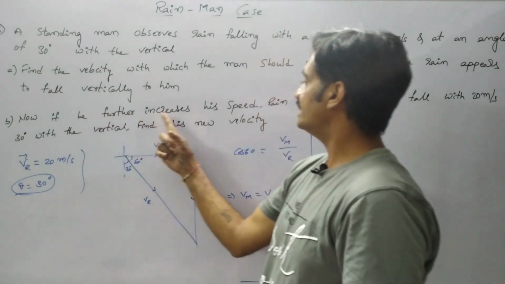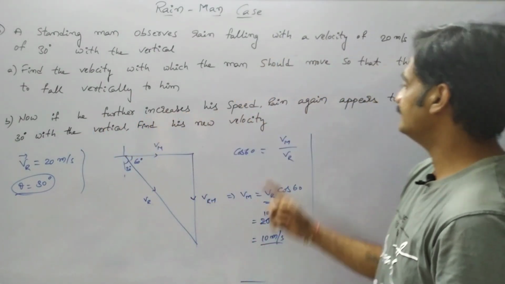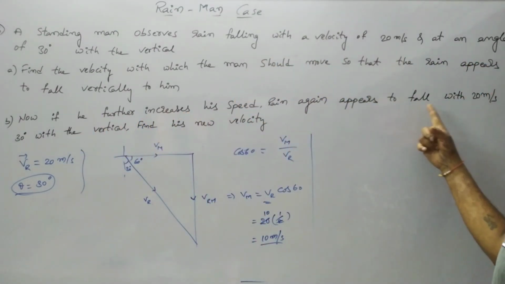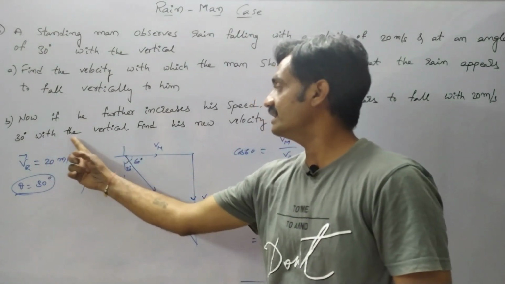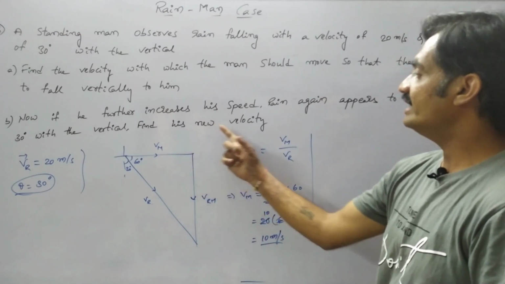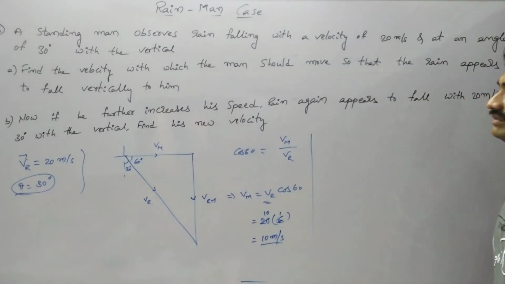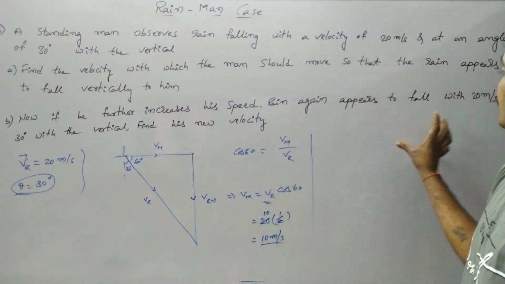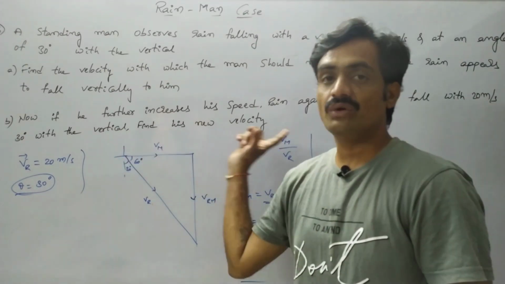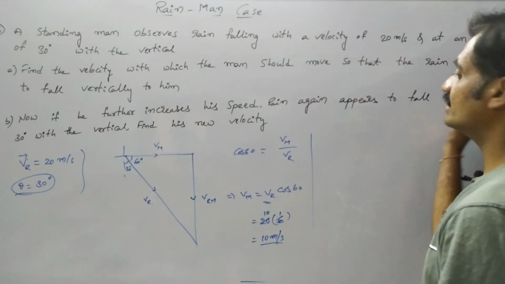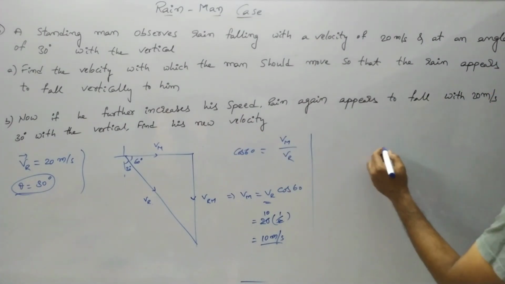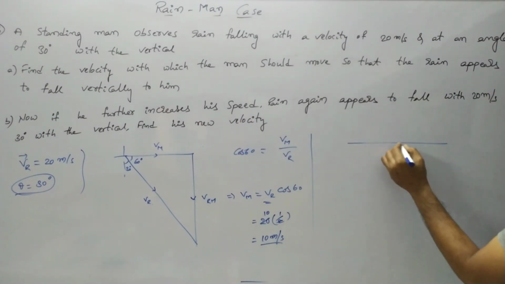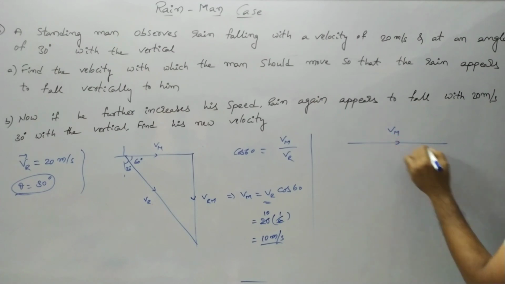If he further increases his speed, the rain again appears to fall with 20 meter per second and 30 degrees with the vertical. Find his new velocity. Now we have to represent that the rain is appearing to fall with a velocity of 20 meter per second and with an angle of 30 degrees with the vertical. Now we have to represent the new velocity of the man.